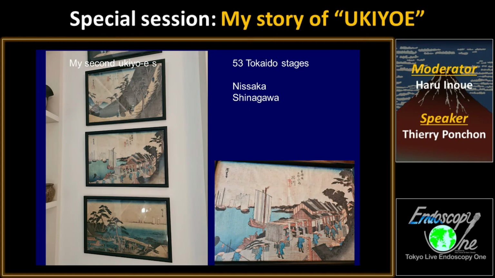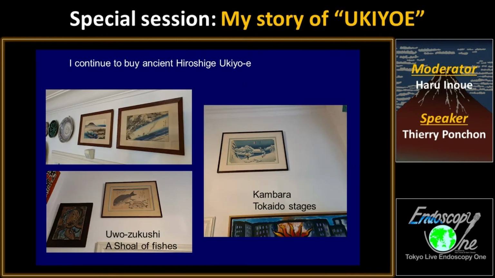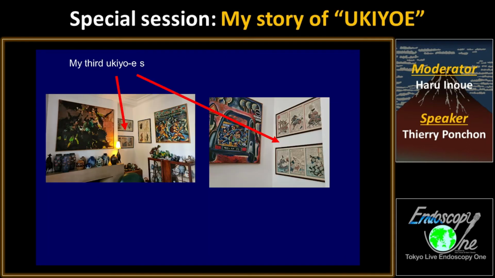I brought this one to Nihonbashi, and they wanted to buy it, for a lot of money. Okay? The shops at this time. I continue to buy ancient Hiroshige ukiyo-e. You see fishers, or the Tokaido stage, the famous Kambara, sightseeing, and different fishermen here. So these are all in different rooms in my house.